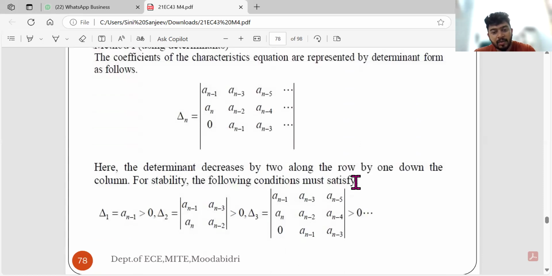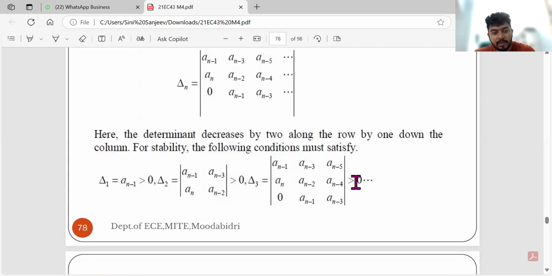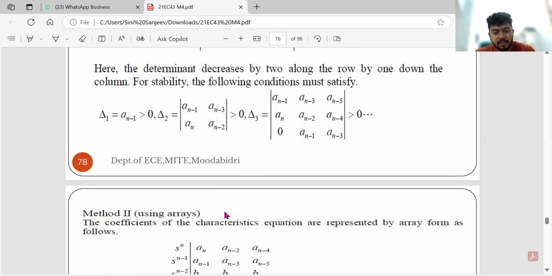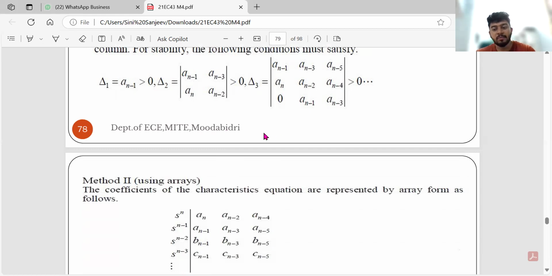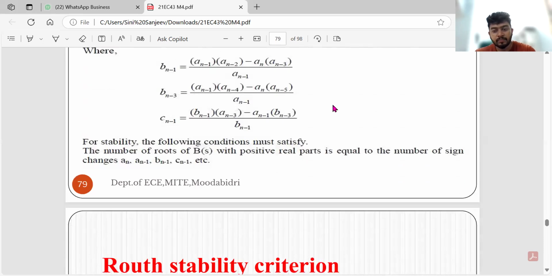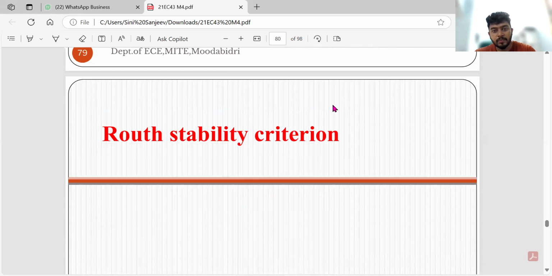Then by using determinants also we can find. So you should write a determinant, correct? Delta n, a n minus 1, here it is minus 1, minus 3, minus 5. Then it is minus 2, minus 4, minus 1, minus 3, 0 here. Just subtract 1 from this, a naught, that is my 0. Then delta 1, if I am putting, should be greater than 0. Delta 2 should be greater than 0. Delta 3 should be greater than 0. If all those conditions are satisfied, then this system is said to be stable. So these are the important conditions.